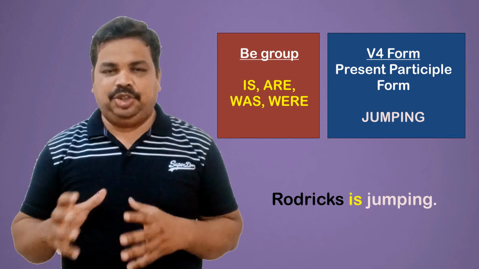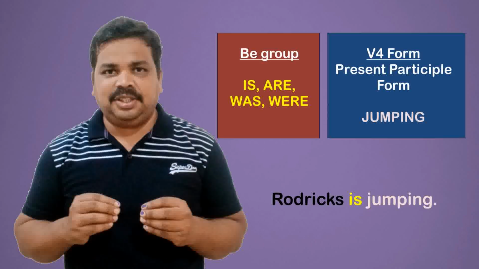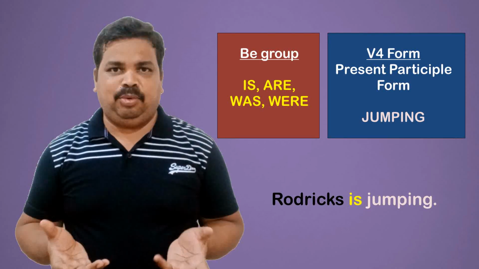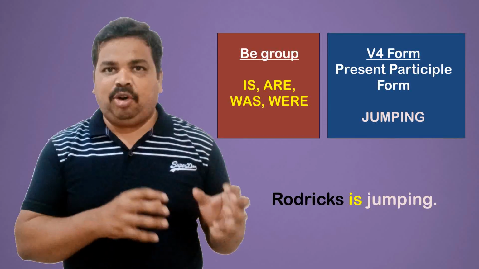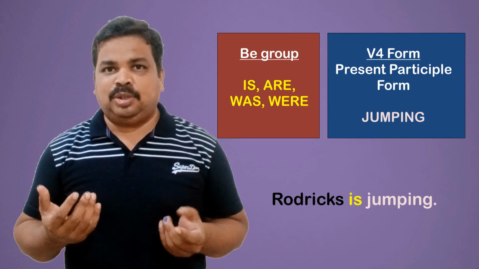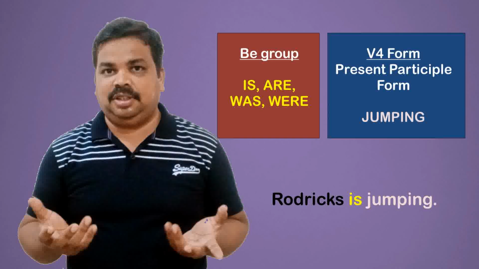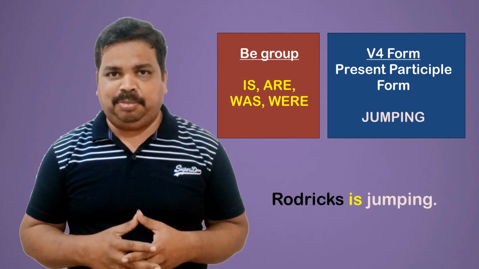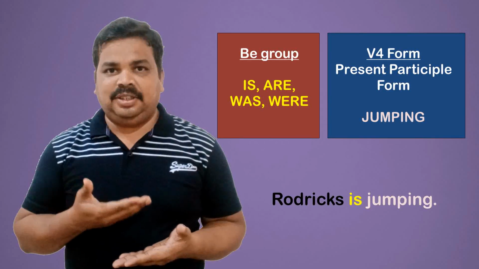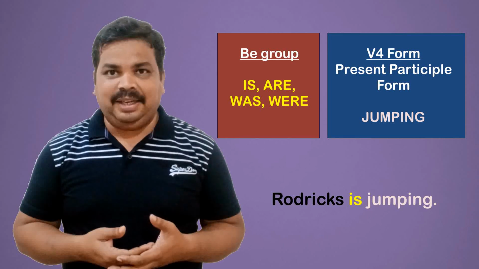I can just say Rodriguez is jumping. Now look at this sentence. If I just say jumping, if I just use the main verb, it doesn't make any sense because it doesn't tell who is jumping. Even if I said Rodriguez jumping, it doesn't make any sense because whether Rodriguez is one person or many people, we do not know, because Rodriguez ends with s, it may be multiple people or multiple objects as well. And we do not know whether that jumping action is going on now or was going on earlier.